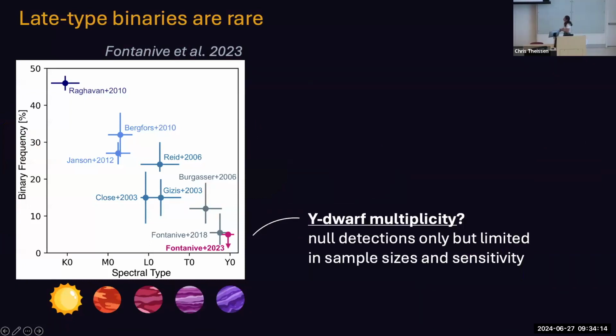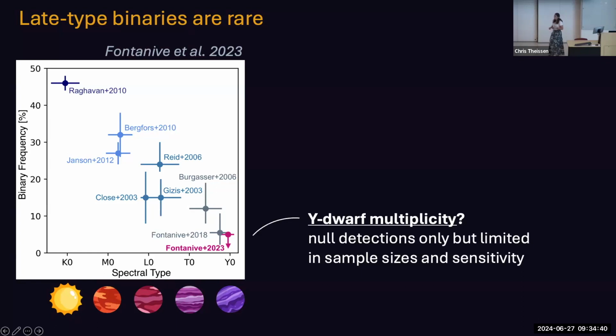Okay. So in terms of multiplicity, we've heard a few times this week about this known trend of decreasing binary fraction with later spectral type. As a brown dwarf person, I want to highlight that this trend actually is not just for stars, it extends across the boundary between stars and brown dwarfs. And it even appears to persist throughout the brown dwarf regime, all the way down to the very latest type T dwarfs that have a binary fraction of 5 to 10% only.